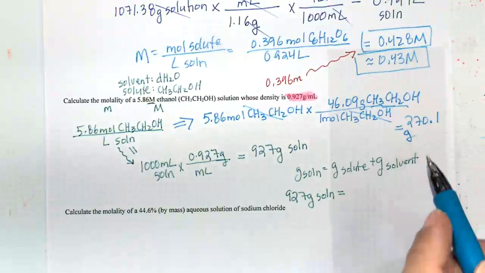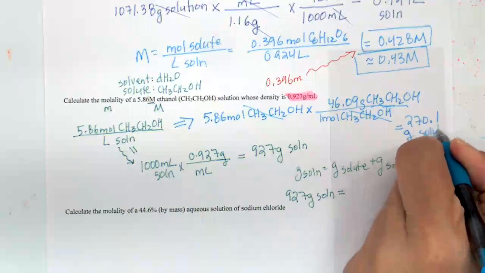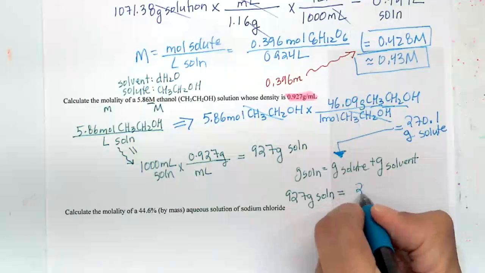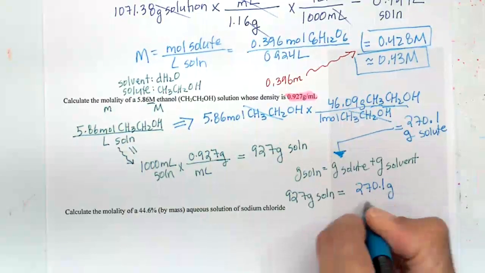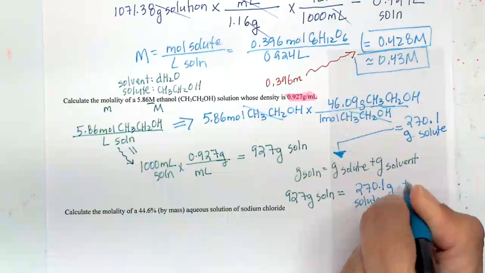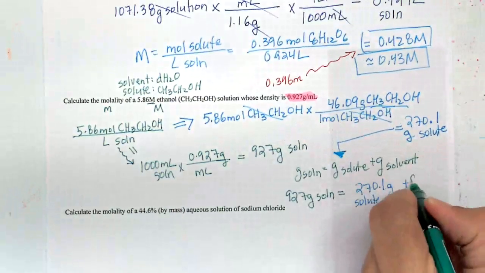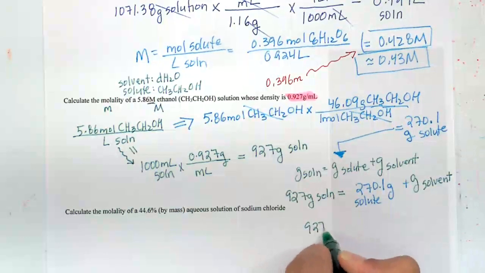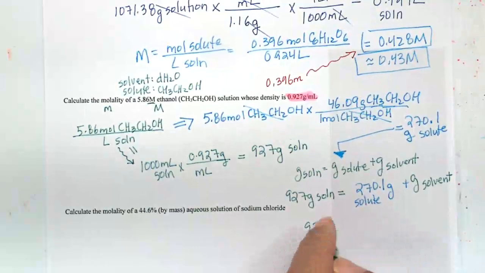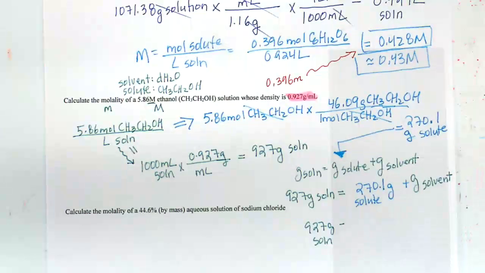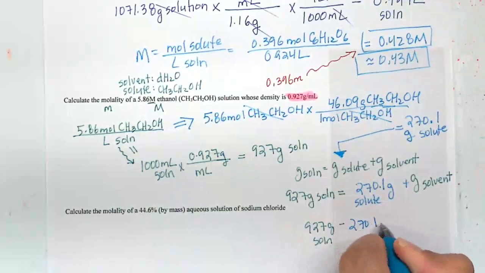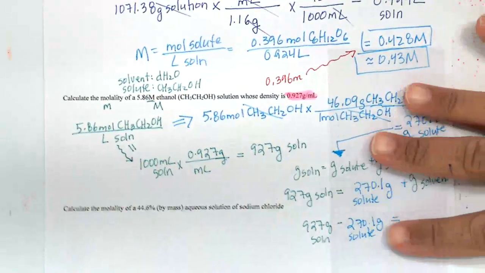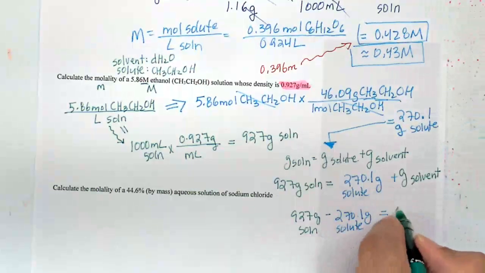And what is that? Is that our solute or solvent? Okay, this is our solute. So this is going to go right here. And then we will subtract them, correct. So taking this 927 grams of solution, minus the 270.1 grams of solute, this should equal the grams of solvent.